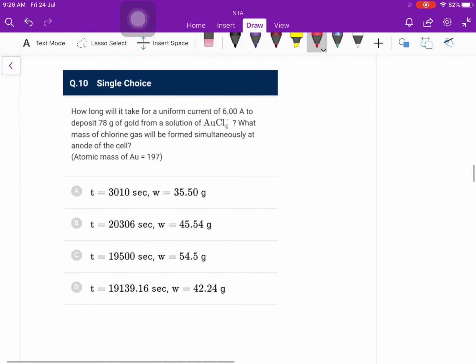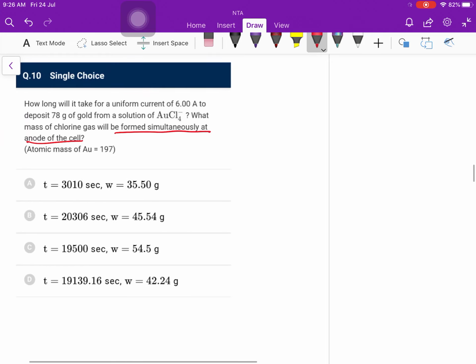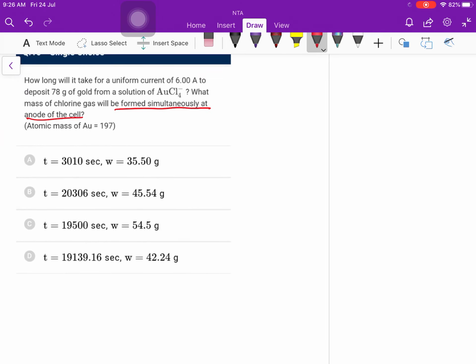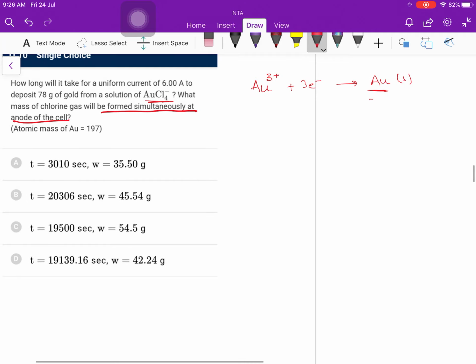Okay, moving on to the next question. How long will it take for a uniform current of 6 ampere to deposit 78 gram of gold from a solution of AuCl4-? What mass of chlorine gas will be formed simultaneously at the anode of the cell? All right, so first of all, in AuCl4-, the oxidation state of Au will be plus 3. So Au3+ plus 3 electrons converts into Au solid. So for 3 mole of electrons we get 1 mole of gold, and we need to deposit 78 gram of gold.